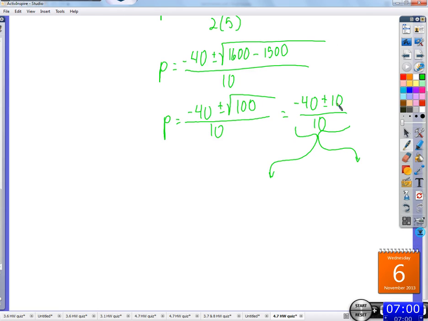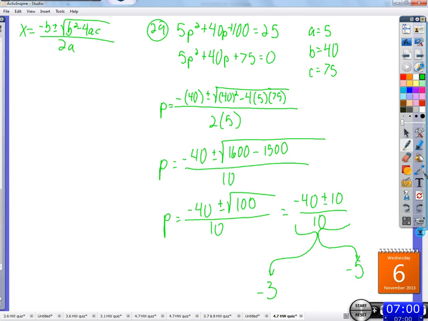Negative 40 plus 10. Negative 30. Negative 30 divided by 10, negative 3. Negative 40 minus 10. Negative 50 divided by 10. Negative 5. Well, it might be a lot of work, but it's probably less work than trying to factor that.